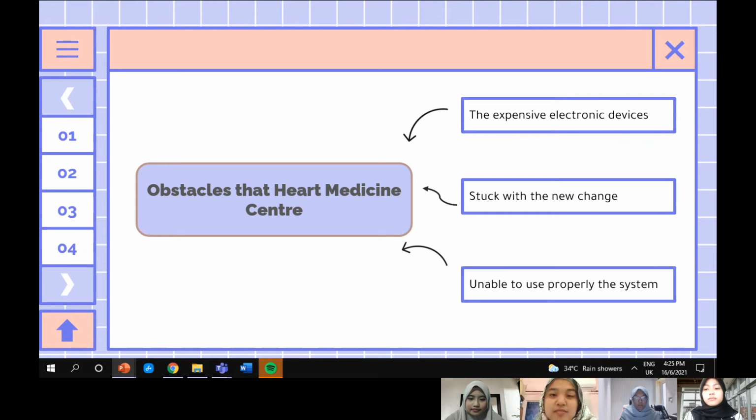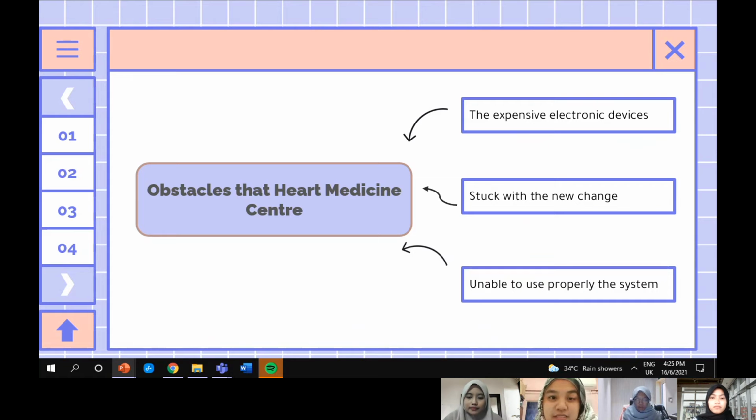The second one is people start with the new changes. For example, if there is an old generation in the heart medicine center, they don't know how to use the electronic devices. So the organization will provide the IT expert to provide consultation when needed.